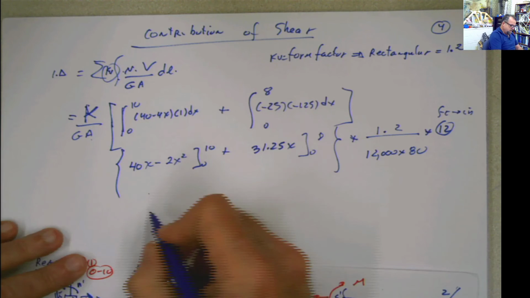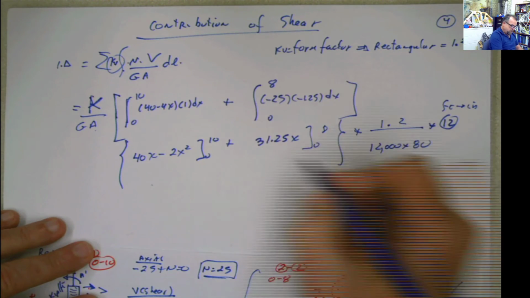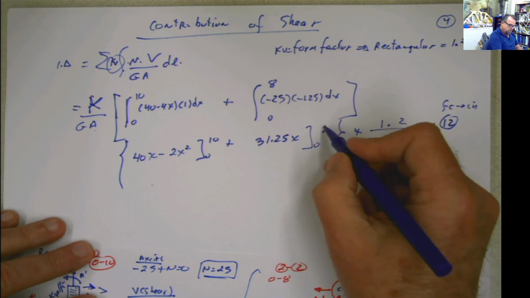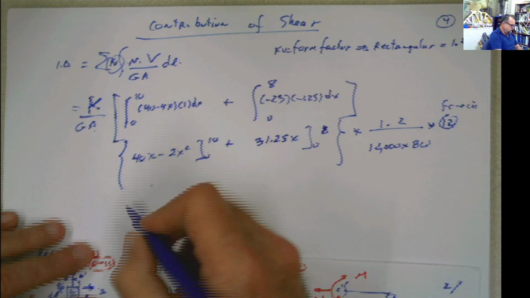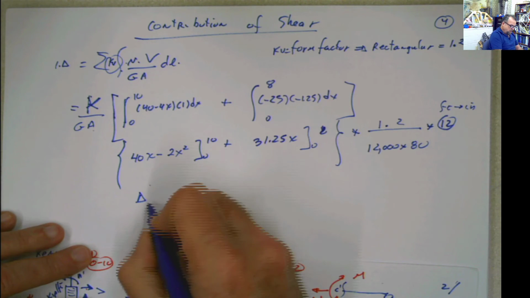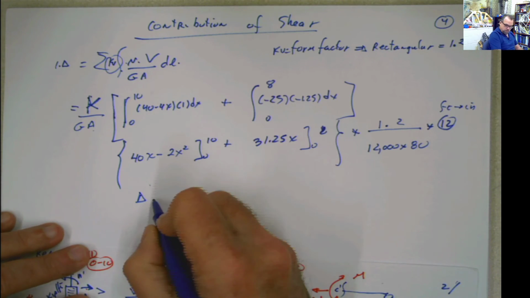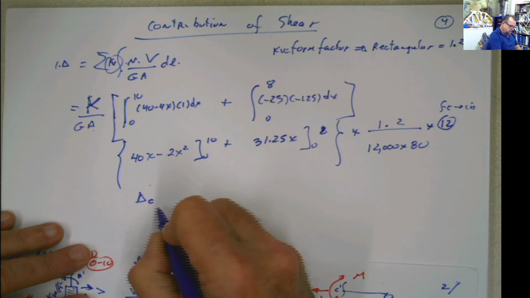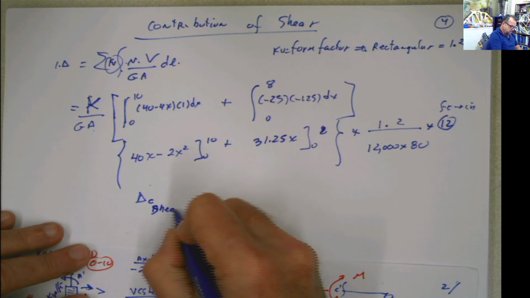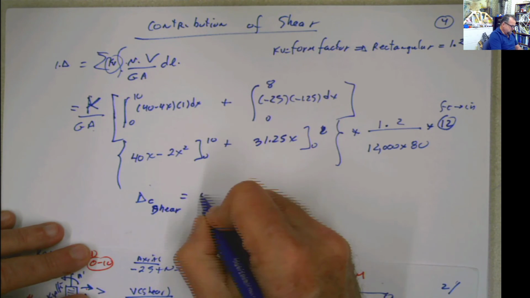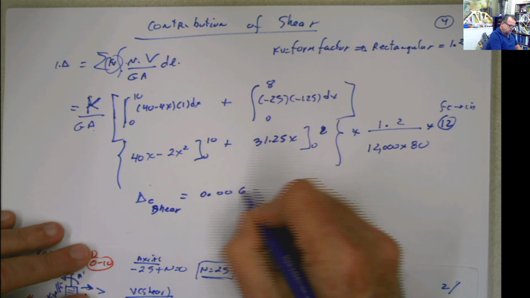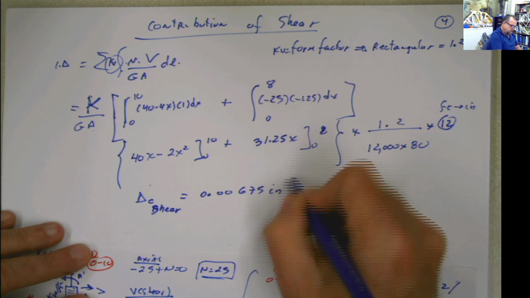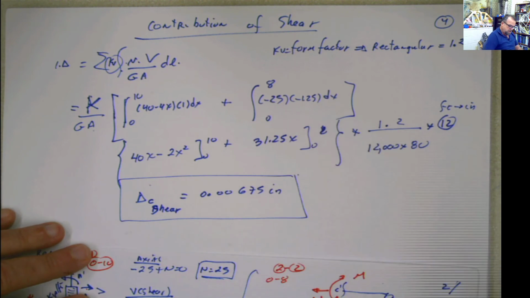And once again, we put all that together. We put the tens wherever the tens goes. We put the 8 wherever the 8 goes. We totalize that, and we get an amazing contribution for the shear at the point C, horizontal displacement due to shear, of 0.00675 inches, and give the shear a hand. Yeah!